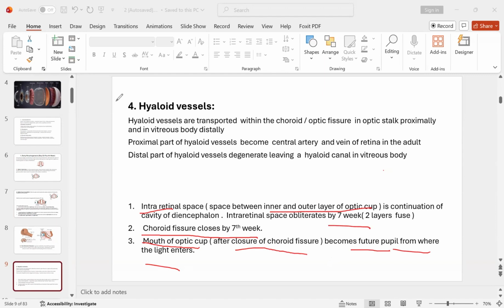So now let's talk about the hyaloid vessels. Firstly, let's talk about the course of the hyaloid vessel. Proximally, hyaloid vessels are transported within the choroid or optic fissure in the optic stalk. Distally, they are transported in the vitreous body. The proximal part of the hyaloid vessels becomes the central artery and vein of retina in the adult, and the distal part of the hyaloid vessels degenerates, leaving a hyaloid canal in the vitreous body. So this is the fate and the course of hyaloid vessels.